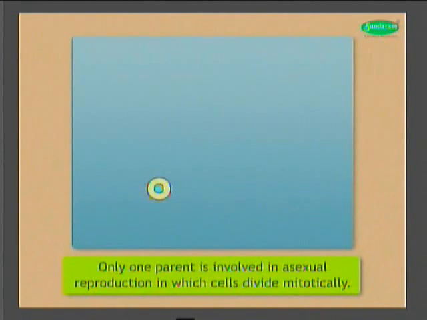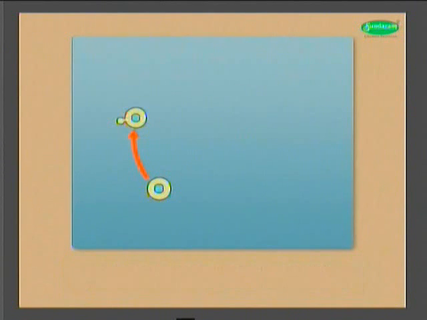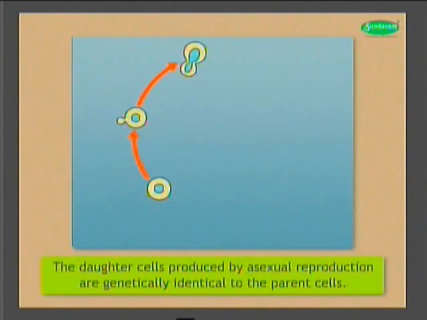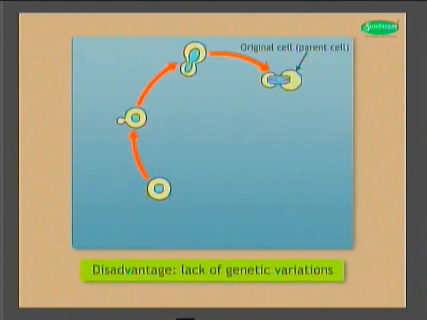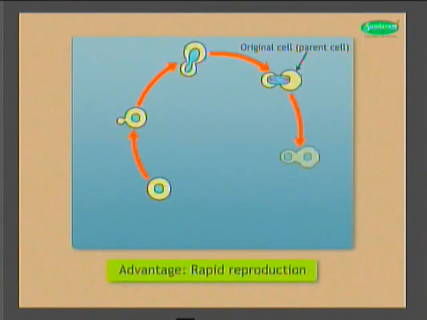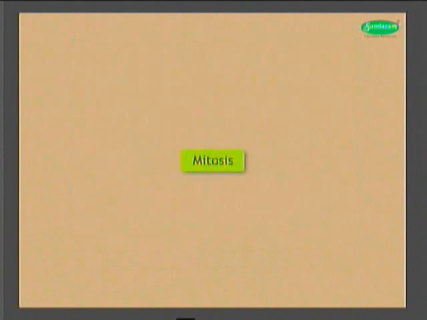Asexual reproduction. Only one parent is involved in asexual reproduction, in which cells divide mitotically. Since there is no fusion of two different cells, the daughter cells produced by asexual reproduction are genetically identical to the parent cell. Lack of genetic variations is the disadvantage, while rapid reproduction is the advantage of asexual reproduction.